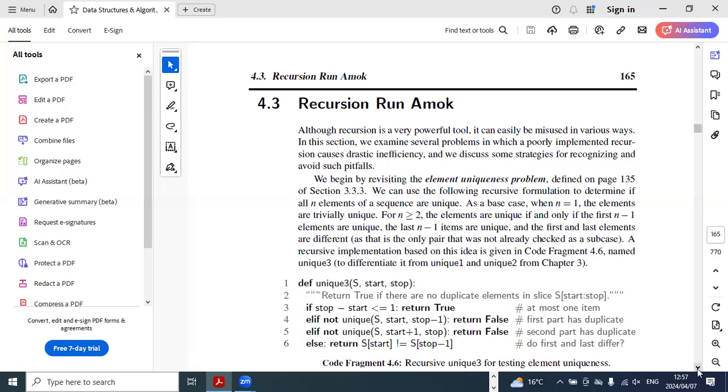As a base case, when n is 1, the elements are trivially unique. For n greater than or equal to 2, the elements are unique if and only if the first n minus 1 elements are unique, and the last n minus 1 items are unique, and the first and last elements are different. That is the only pair that was not already checked in such a case. A recursive implementation based on this idea is given in code fragment 6.4, the unique3 function.